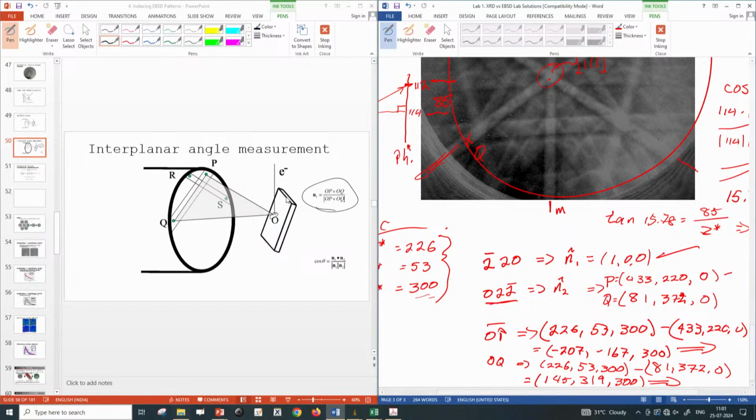Okay, anybody want to do that cross product? Does anybody have a cross product calculator up? I see somebody working hard on the calculator, so we'll wait a minute. OP cross OQ. That's going to be this vector cross this vector.